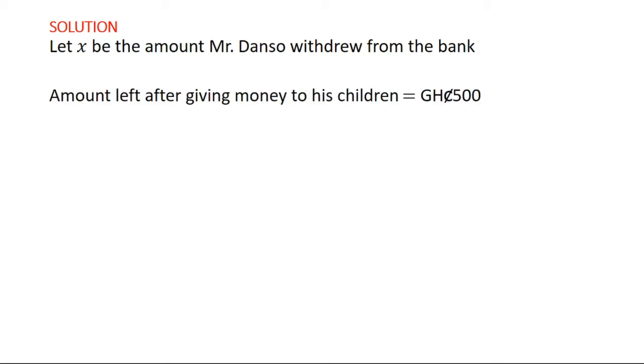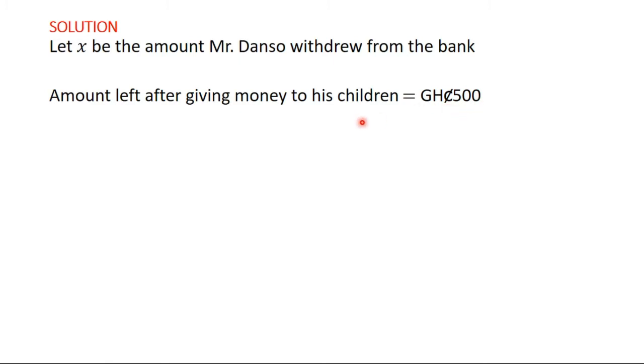Then we know that the amount left after giving money to his children is 500 Ghana cedis. We have that in terms of actual money. Now, to be able to find the amount of money he withdrew from the bank, which is X, we have been given the amount of money left after he gave money to his children to be 500 Ghana cedis in terms of actual money.